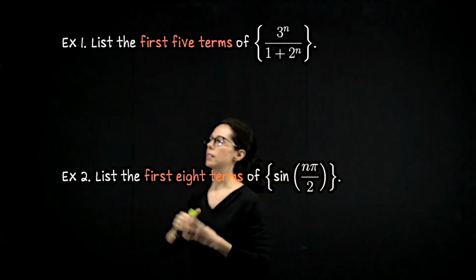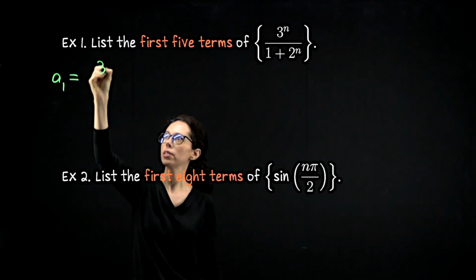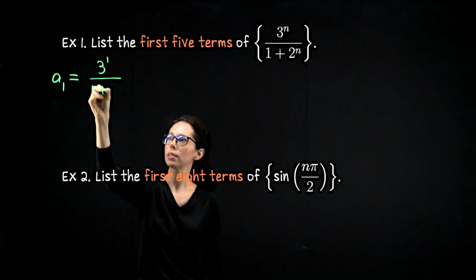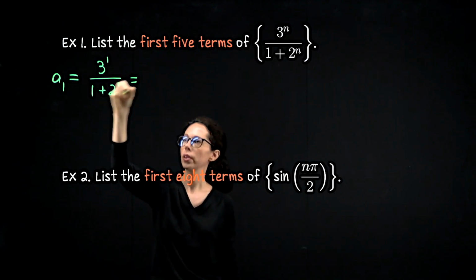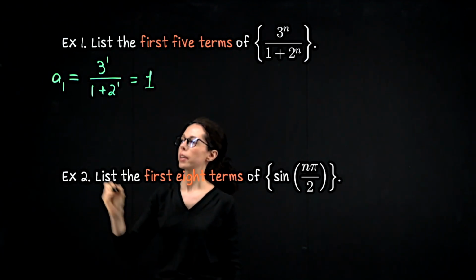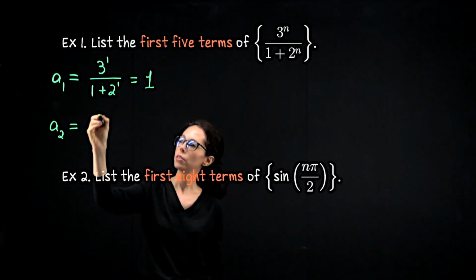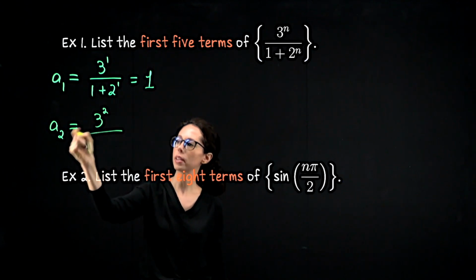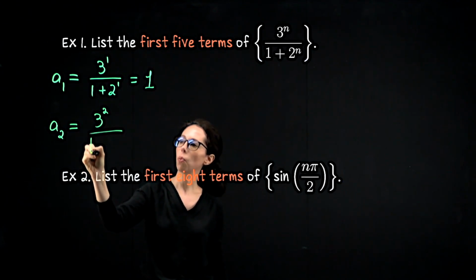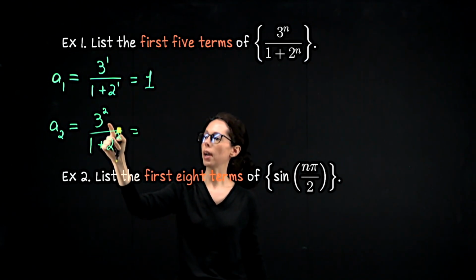So what this tells us is our first term, A sub 1, must have the form 3 to the 1 divided by 1 plus 2 to the 1. So that's 3 divided by 3, it's 1. The second term in the sequence, A sub 2, is 3 to the second power, so 3 raised to the index 2, divided by 1 plus 2 squared, so that's going to be 9 over 5.